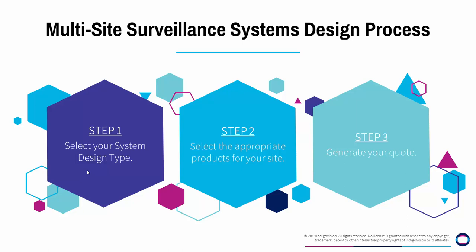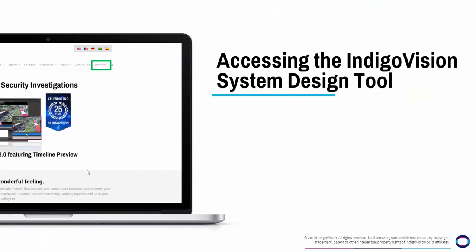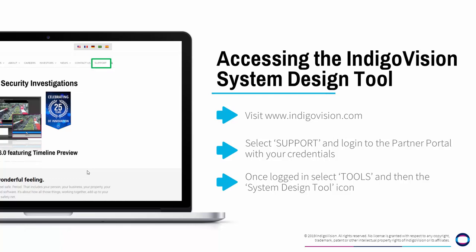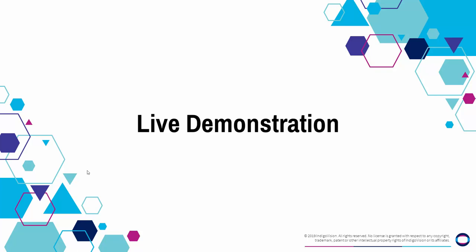Versus a quick quote, which doesn't do any validation. That's nice for just putting a quick list of parts together if you're trying to order a few mounts and PoE injectors or something like that. Once you select the type, you select your products, and then you generate your quote. Very simple. Accessing the tool, again, it's on the partner portal. You're going to go to indigovision.com and log in with your credentials once you hit support at the top right. Then once you're logged in, you go to tools and then the system design tool icon. I will now do a demo, and I'll walk you through that process.